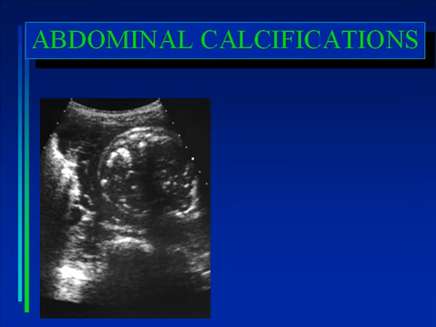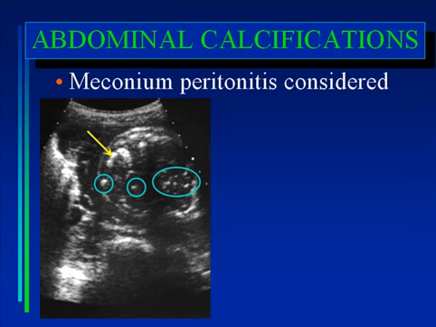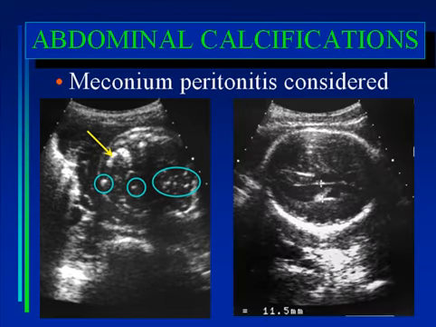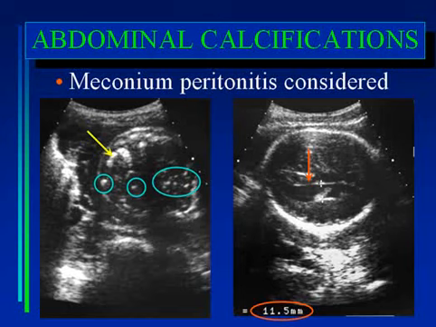Now here is a fetus in which there is a big clump of calcifications, but also numerous calcifications that seemingly were located all throughout the abdomen, and as a result, the possibility of meconium peritonitis was considered. However, later in pregnancy, mild ventriculomegaly developed. You can see the atrium of the lateral ventricle is 11.5 millimeters, above the 10 millimeter cutoff.